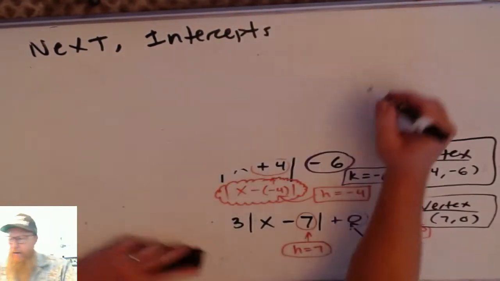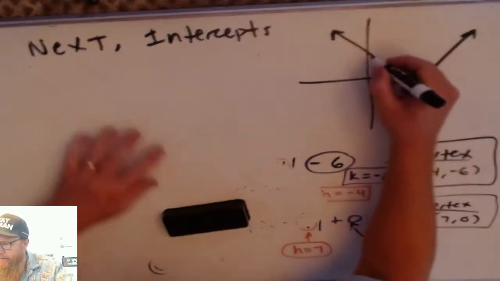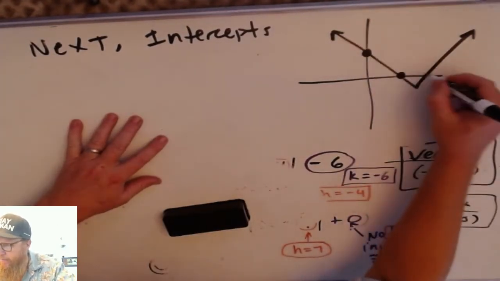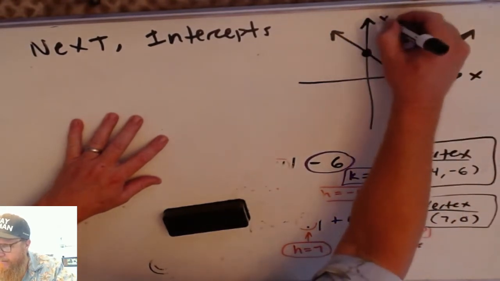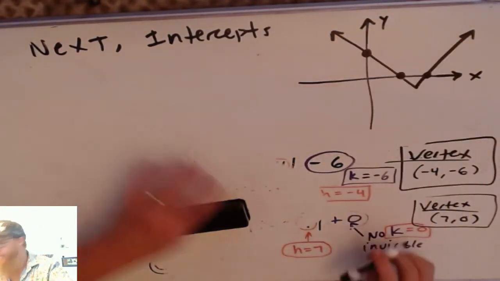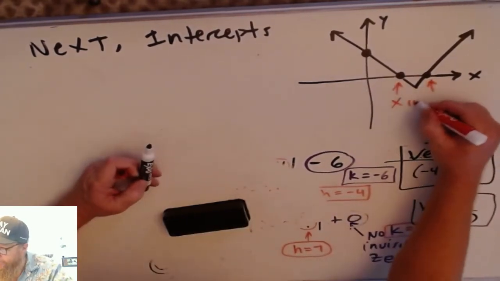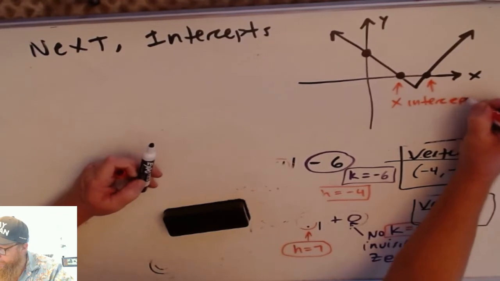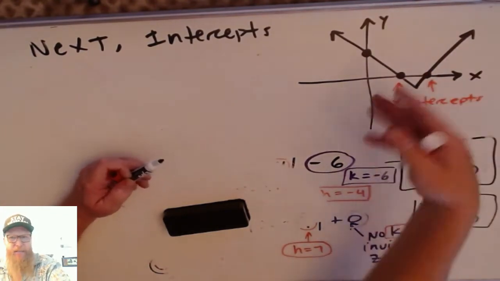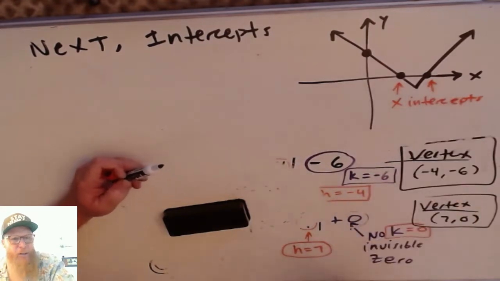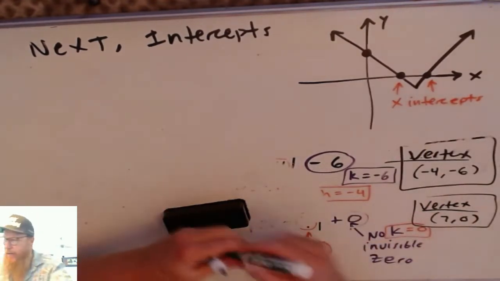Intercepts are where the graph crosses one or more axes. So these are called x-intercepts. And I just made that one up. Obviously I don't have an equation yet, but we'll have one in a minute. And then this one over here is called the y-intercept.